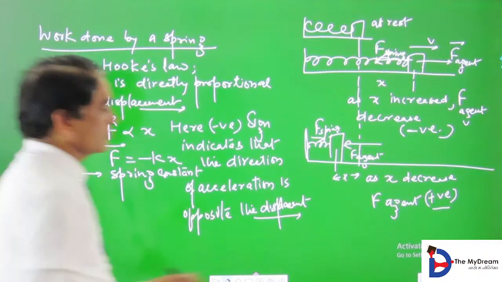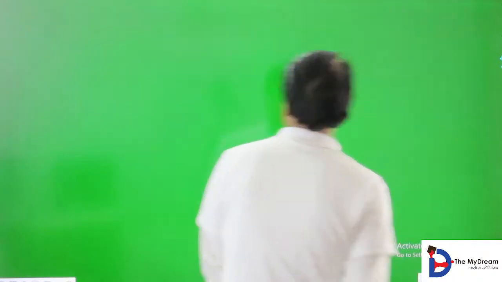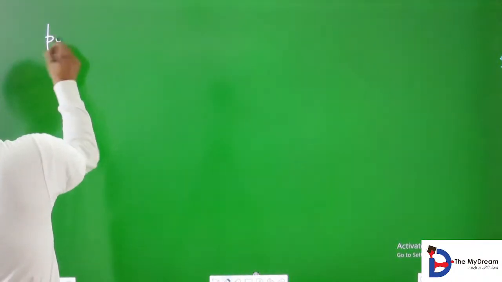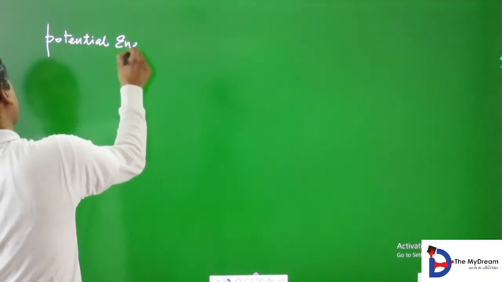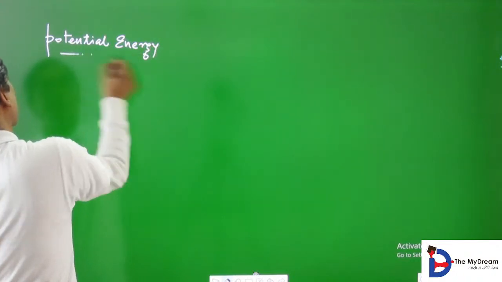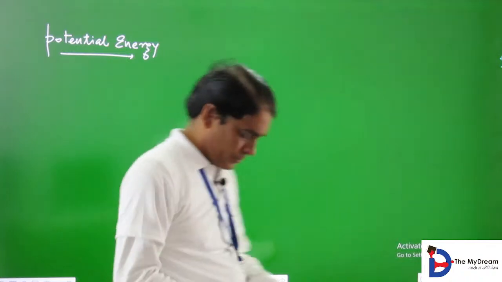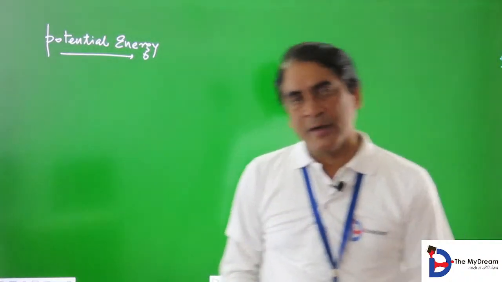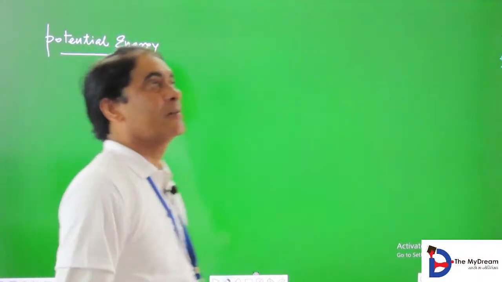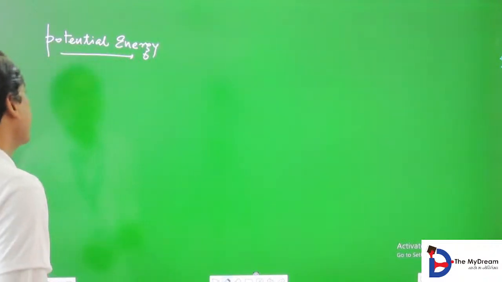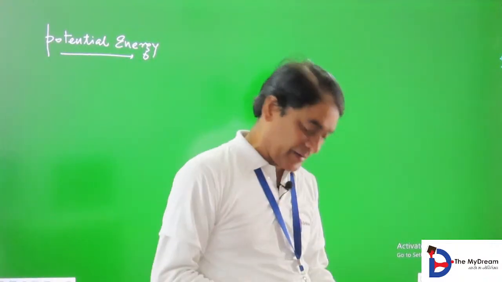Now we are talking about potential energy. Potential energy is the energy possessed by an object due to its stationary, static, or stable position, or you can say when an object is at rest.